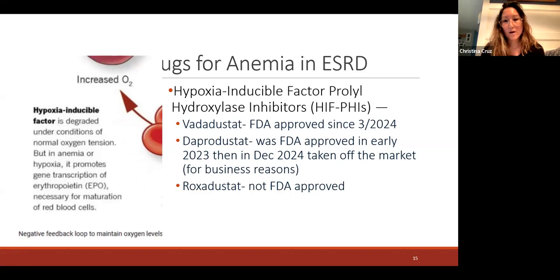I have 3 hypoxia-inducible factors listed here. Vadadustat, which was FDA approved in March of 24. Daprodustat was FDA approved in 23, but then taken off the market last December for business reasons. I don't really know exactly what the business reasons were, but I wanted to list that to show that they weren't taken off the market for any adverse medical effects. And then roxadustat, which is not yet FDA approved.